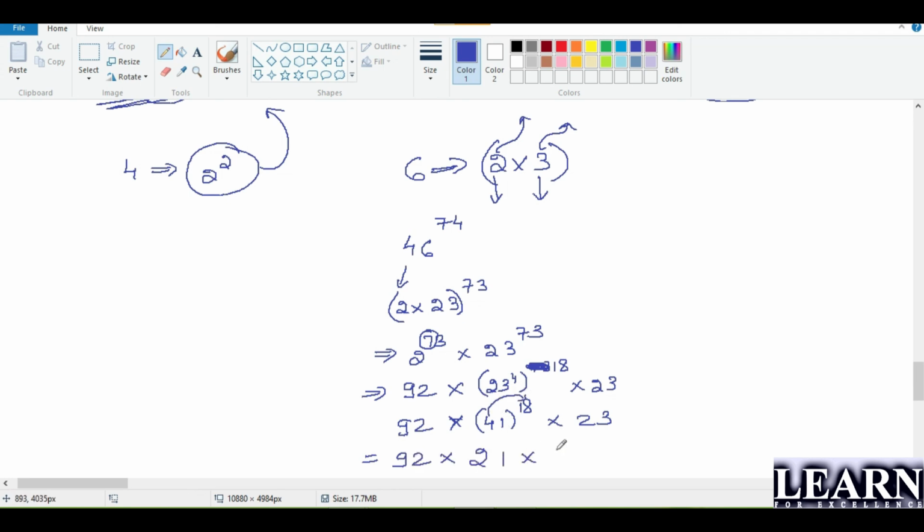1 ends with 1 itself. 4, 8 times is 32, into 21 into 23. Now keep on solving this, guys. So we have 92 into 21 into 23. We'll take 92 into 21, that will be a smaller number. 92 into 21. So 2 1 times is 2. 2 2 times is 4 and 9 1 times is 9. 4 plus 9 is 13. So I can tell this product is 32. So this product is done, 32.